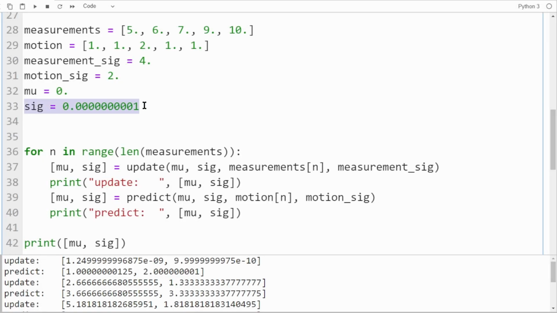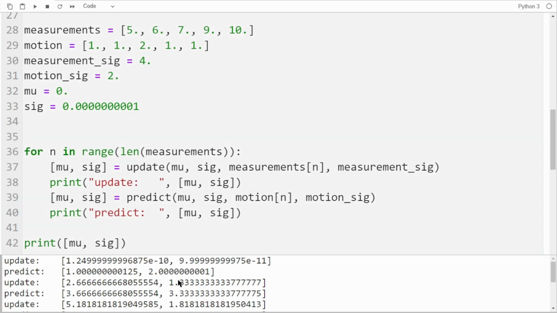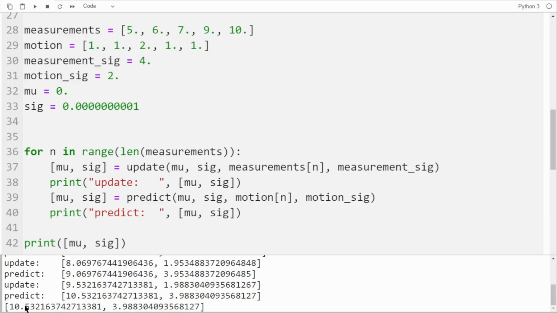It's wrong, it's 0. It should be 5, but it's 0. And now we assume a really small uncertainty. Guess what's going to happen to the final prediction? As I hit the run button, we find this has an effect on the final estimate. It's not 11, it's only 10.5.